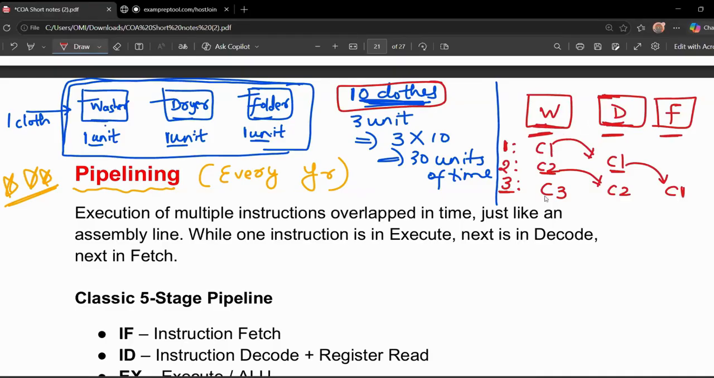So if you do it this way, how much time will it take? Currently, the first cloth, C1, has to go through each and every unit, one unit here and one unit here. So for the first cloth C1 to come out of all three machines, how much time will it take?